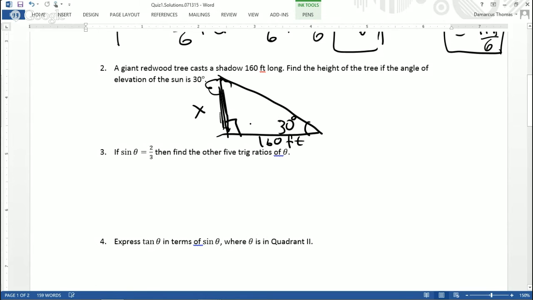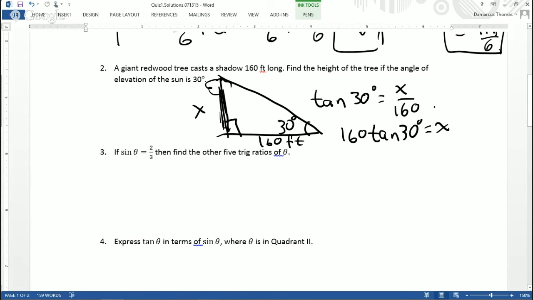So now we basically have a right triangle, and we must use this angle, the opposite side of the angle, and then the adjacent side. The only trig function that does that is either tangent or cotangent. But we're going to use tangent of 30 degrees is equal to x over 160. And so 160 times the tangent of 30 degrees will give us the answer.